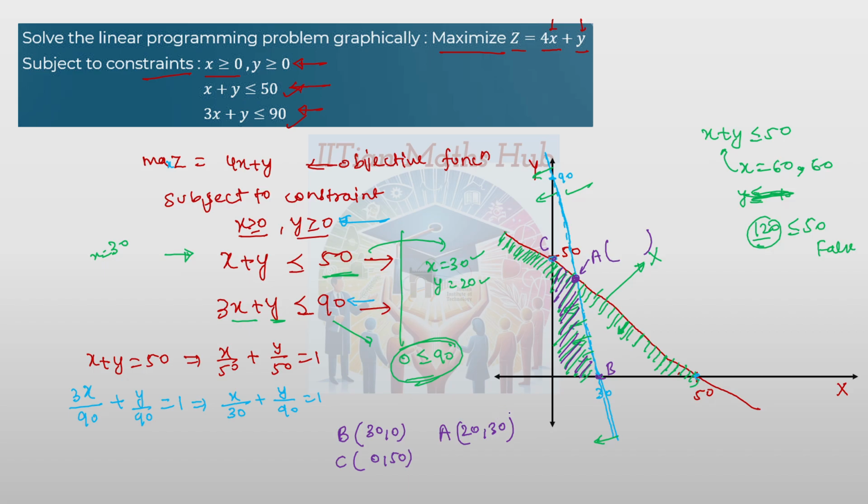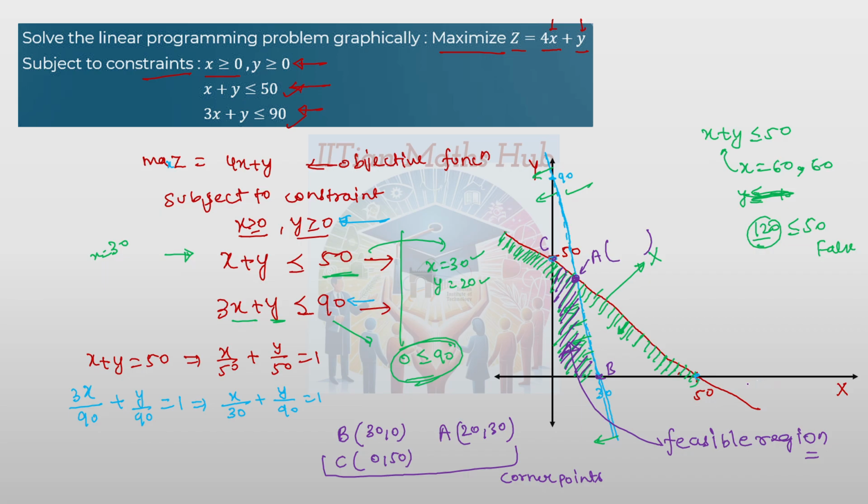Now, these points are actually called corner points. These points are called corner points because they are the corner points of our feasible region. The feasible region is the required region here in this case. So this is our feasible region, meaning this can give us the solution.